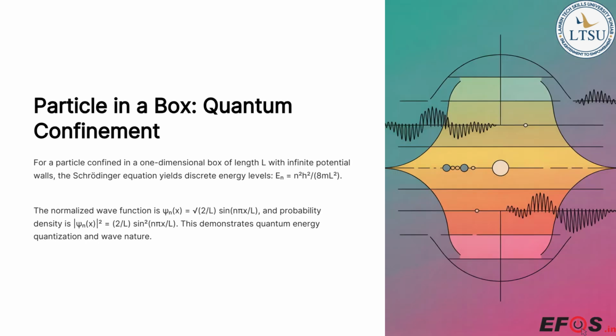The simplest and most illustrative application of the Schrödinger equation is the particle in a box model. When a particle is perfectly confined within a one-dimensional box of length L, the Schrödinger equation yields a profound result. The energy of the particle is not continuous but quantized. The allowed, discrete energy levels are given by E_n = n²h²/8mL². The model provides us with the wave function, ψ_n, and the probability density, |ψ_n|². This entire model is a clear demonstration of both quantum energy quantization and the wave nature of matter.